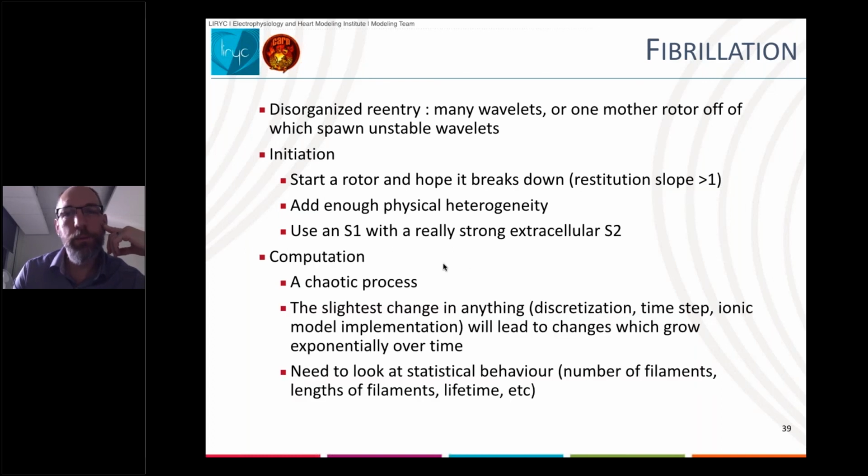One thing to note when you're modeling fibrillation is that it's a chaotic process. So that means the slightest change in anything, whether it's discretization, time step, or ionic model implementation, or numerical method, will lead to changes which grow exponentially over time. So if you compare side by side two fibrillation simulations, and there's the slightest little change, they're going to look very different, even though it's an insignificant change. And you have to look at the statistical behavior, things like the number of filaments, the length of the filaments, and the lifetime.